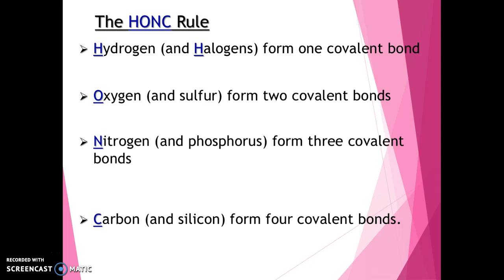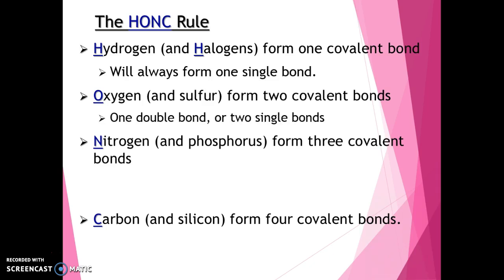Now, there's something very interesting that we need to look at. Hydrogen and the halogens will only form a single bond. They will never form a double bond, unless it's the halogens in specialized locations. But single bonds are always formed by hydrogen.